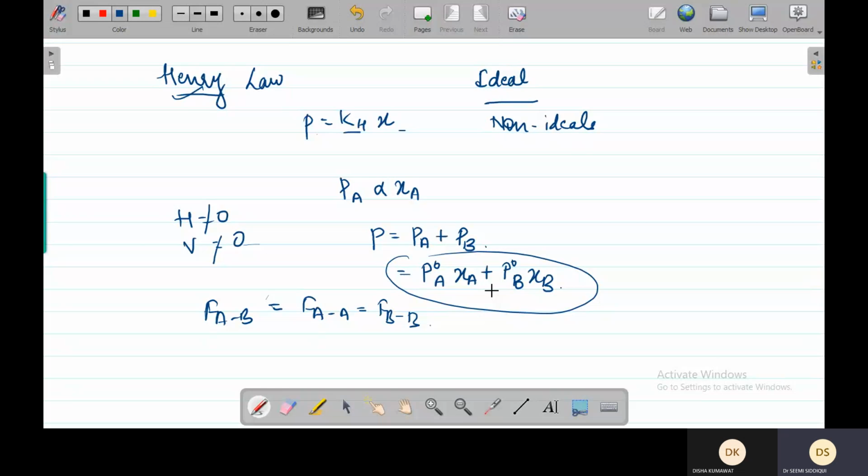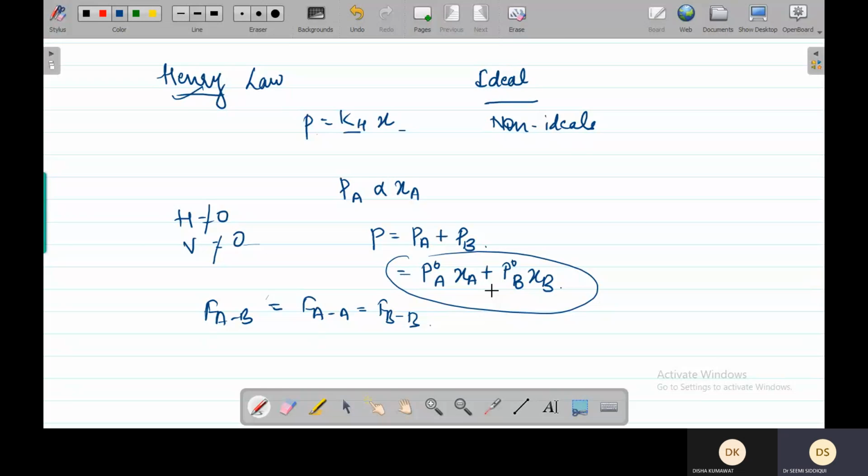Minimum boiling azeotropes are binary mixtures whose boiling point is less than either of the two components, and maximum boiling azeotropes are the binary mixtures whose boiling point is more than either of the two components.